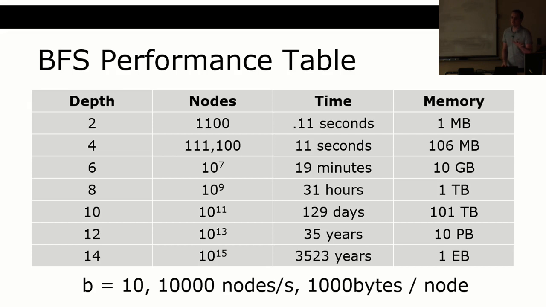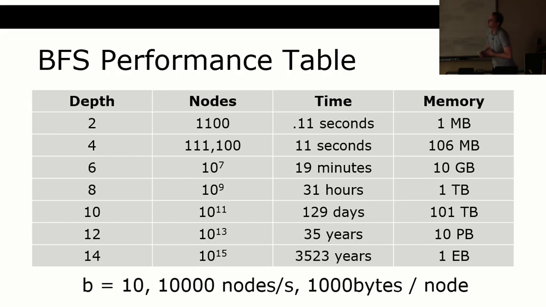But even worse than exponential time complexity is exponential memory, right? I could probably run a simulation for 129 days. But I certainly don't have 121 or 101 terabytes of RAM to run it in, right? I have close to that in like disk space, but yeah, we're not quite there with RAM yet. So like this can be an issue.